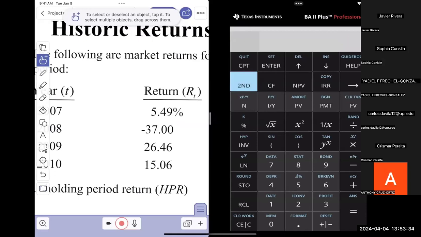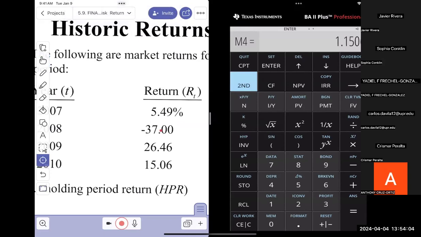And then 1.2646, I'm going to store in 3. And 1.1506, I'm going to store it in 4. So my results are: memory 1 is 1.0549, memory 2 is 0.63, memory 3 is 1.2646, and memory 4 is 1.1506. So I've just added 1 to these percentages.